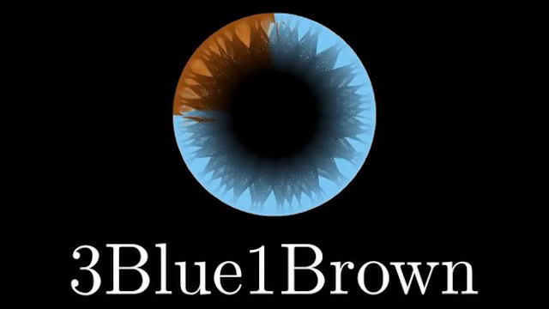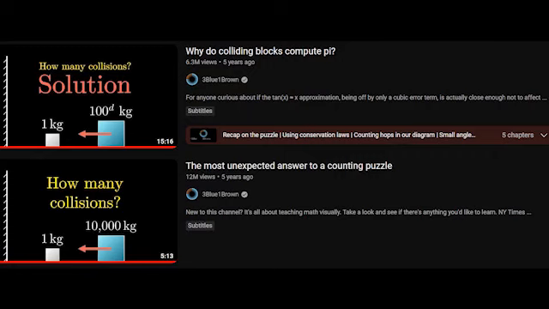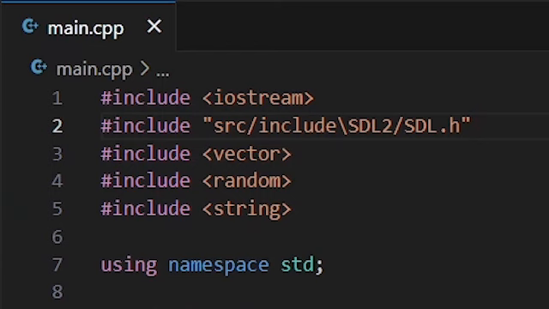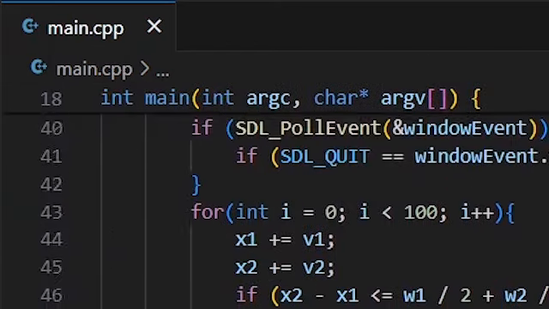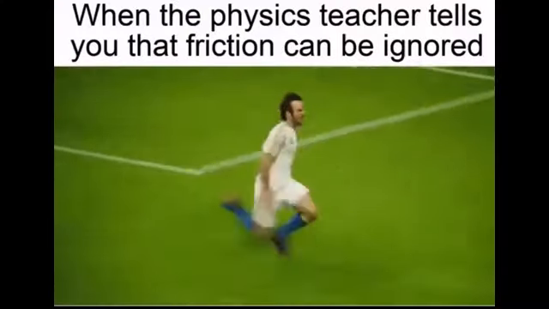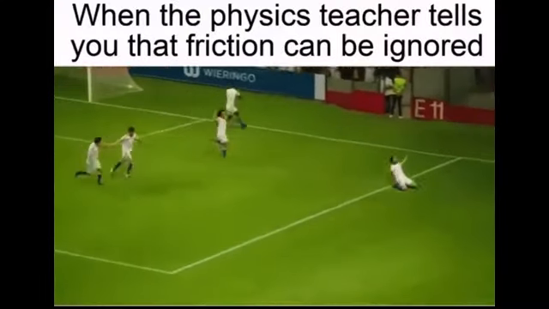The first one was covered on 3Blue1Brown, so if you want a precise explanation of the math behind this one, I recommend watching there. Anyway, in this simulation I coded up in C++ using the SDL library, perhaps in the most scuffed way possible, I simulate the movement of 2 cubes moving onto a frictionless plane and colliding with each other.